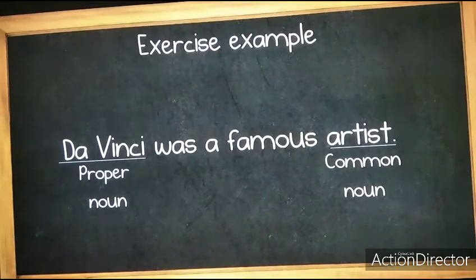Then we look in the sentence for another noun and we find artist. Artist is a non-specific name of something, so it is a common noun. We underline the word and then we identify what kind of noun it is. That's what you need to do with the sentences that I'm going to be sending you.